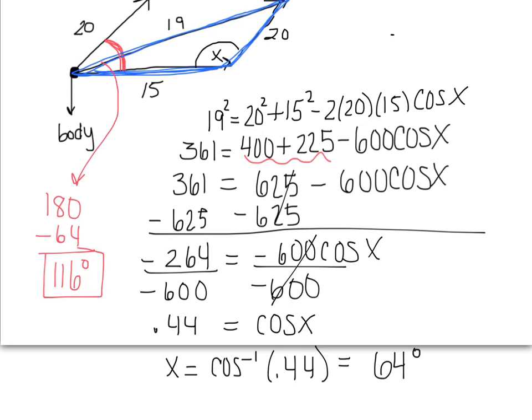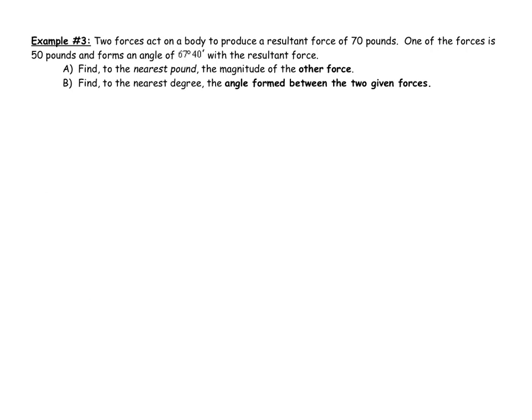Okay, last example. Two forces act on a body to produce a resultant force of 70 pounds. One of the forces is 50 pounds, and it forms an angle of 67 degrees 40 minutes with the resultant force. Okay, before we read further, let's draw a picture. So again, we're going to have a body. Two forces acting on it. So you can go ahead and draw in a parallelogram.